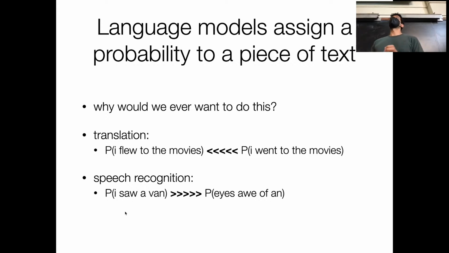Similarly, in speech recognition, right? I get some sound signature as input, and I need to convert that into text, right? So I saw a van versus I's of an, those sound very similar. But of course, I saw a van is much more plausible to hear than whatever this is. So these are two examples.